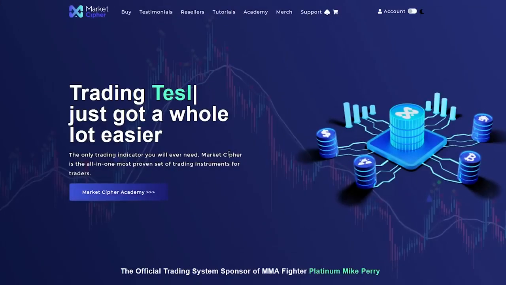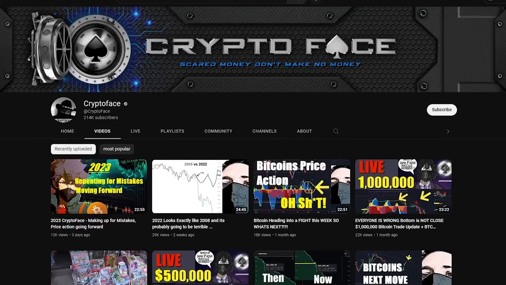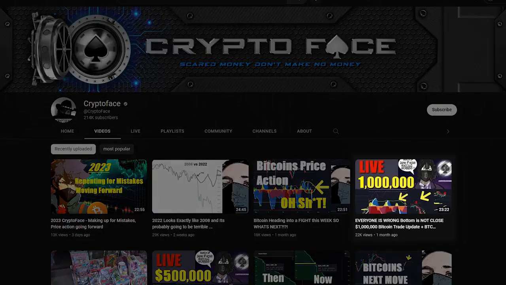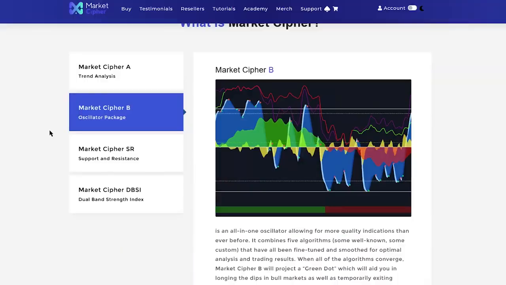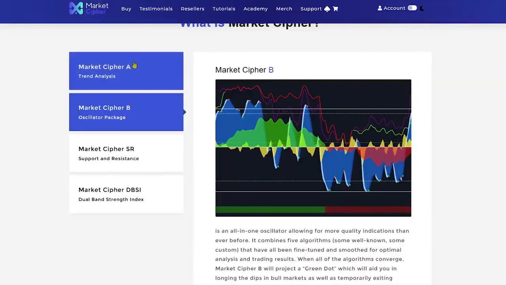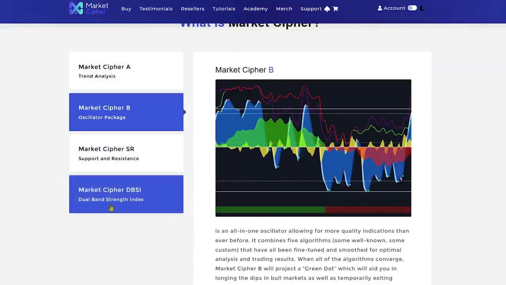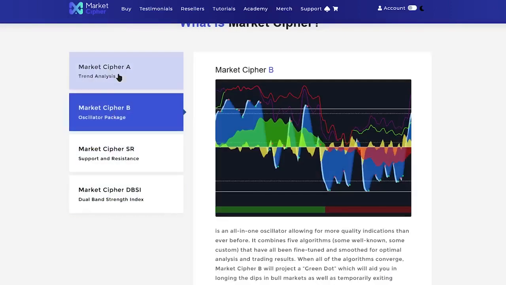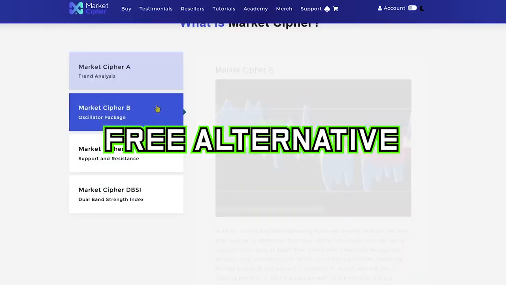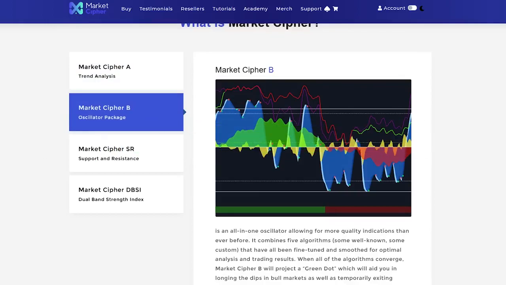The first indicator that we will be looking at is the Market Cipher indicator. This indicator is used by CryptoFace, a trading YouTuber that does live trades with over $1 million positions, sometimes making hundreds of thousands in profit. Like many paid indicator packages, Market Cipher consists of multiple indicators, the main ones being Market Cipher A and Market Cipher B. Now let's take a look at the free alternative similar to Market Cipher on TradingView.